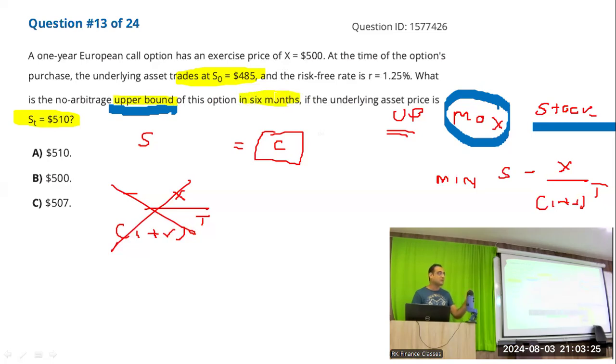So right now they asked for the upper bound. Right now the price is 510. So the answer is 510, the stock price, which is 510. If the lower bound was asked, we would calculate it. Although they have not asked it, let's calculate the lower bound.